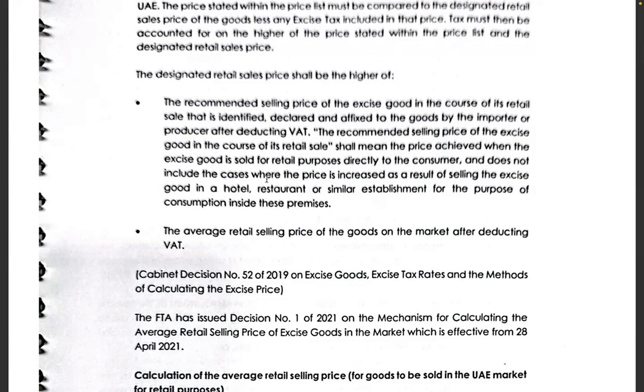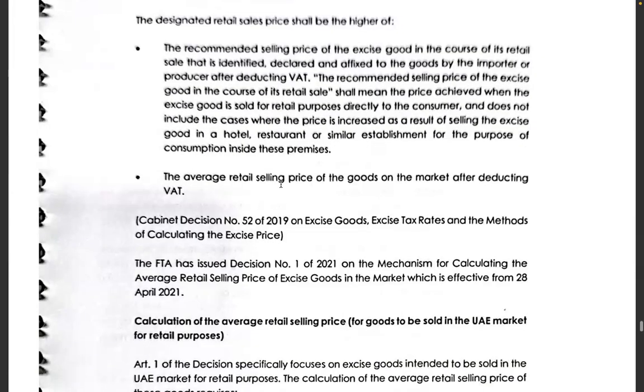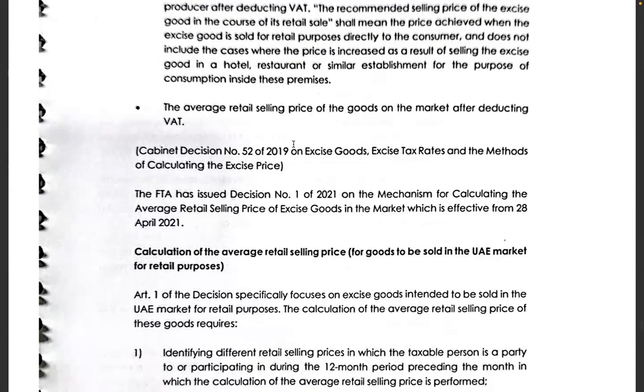and it does not include the cases where the price is increased as a result of selling the excise good in a hotel, restaurant, or similar establishment for the purpose of consumption inside these premises. Why? Because usually in such situations, the same cigarette being sold in a hotel or restaurant will be a lot costlier, pricier than the retail scenario. The average retail selling price of the goods on the market after deducting VAT. So net of VAT price. So average retail selling price.